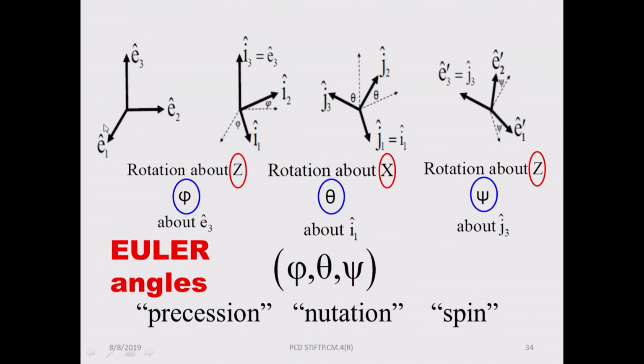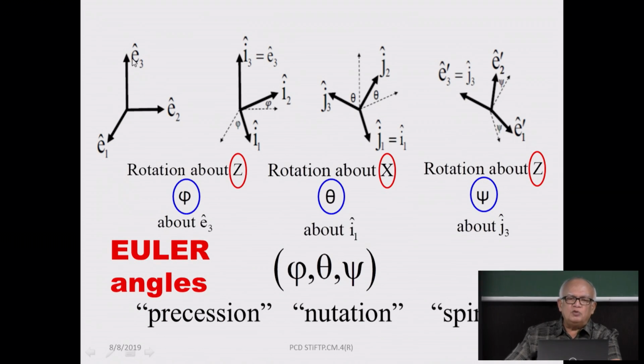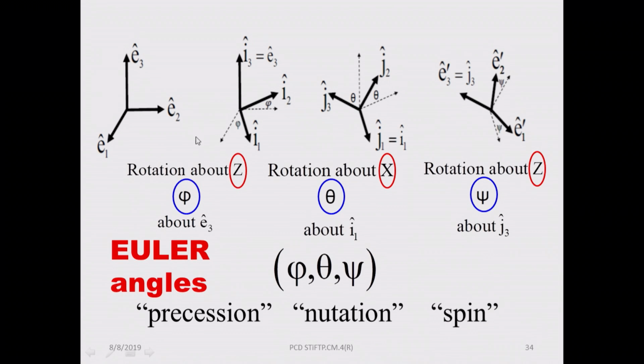So you begin with the original frame of reference, and you carry out one rotation about the z-axis through an angle phi, and you get to a new frame of reference. Now you have a new x-axis and a new y-axis, but the same z-axis. About the new x-axis, you carry out a rotation through an angle theta. That will give you a new z-axis, and about this new z-axis you carry out a rotation through psi. So now you have these three angles, which are the Euler angles.